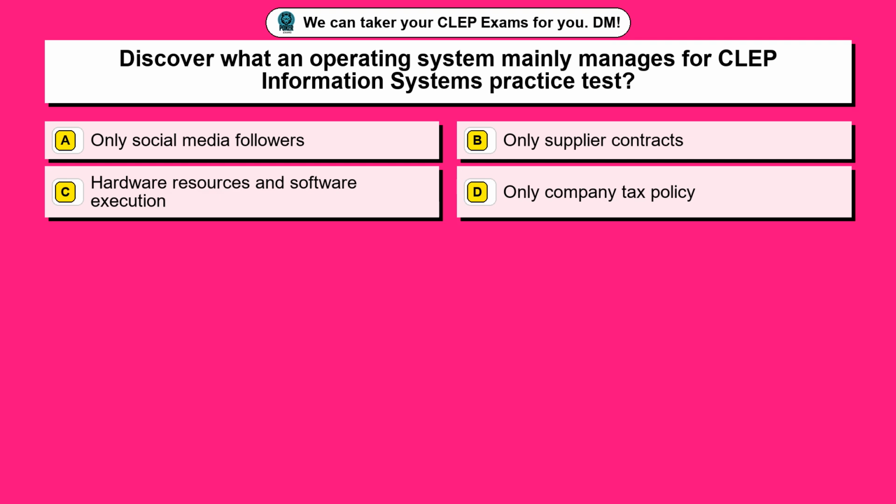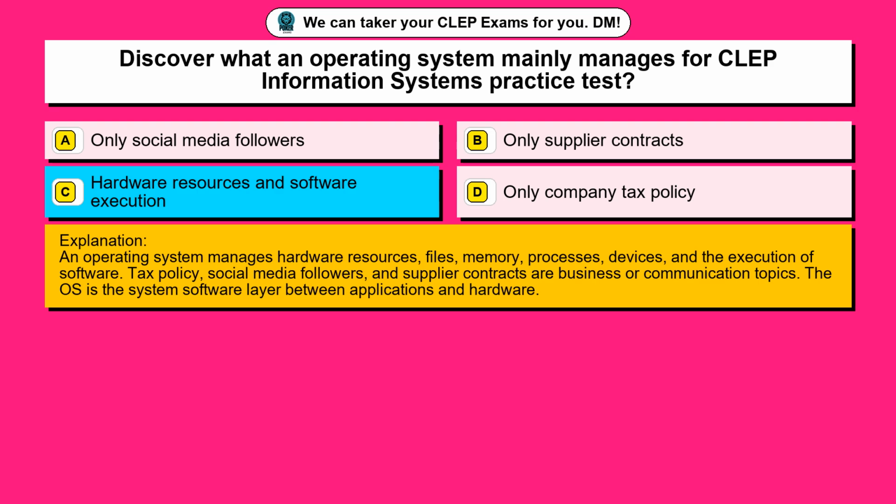Question 63. Discover what an operating system mainly manages for CLEP Information Systems practice test. Option A. Only social media followers. Option B. Only supplier contracts. Option C. Hardware resources and software execution. Option D. Only company tax policy. The correct answer is option C. Hardware resources and software execution. An operating system manages hardware resources, files, memory, processes, devices, and the execution of software. Tax policy, social media followers, and supplier contracts are business or communication topics. The OS is the system's software layer between applications and hardware.